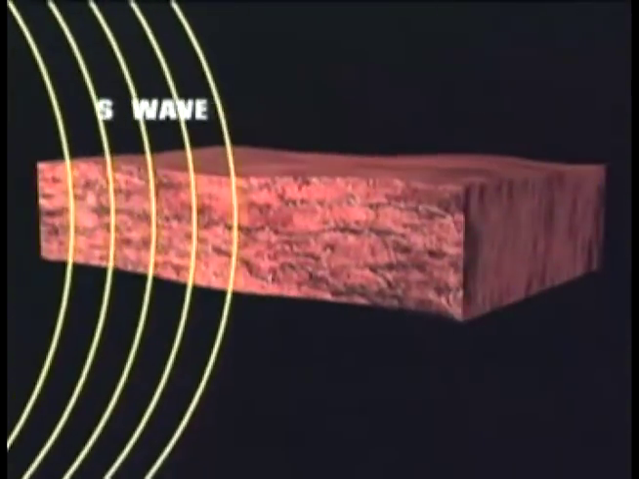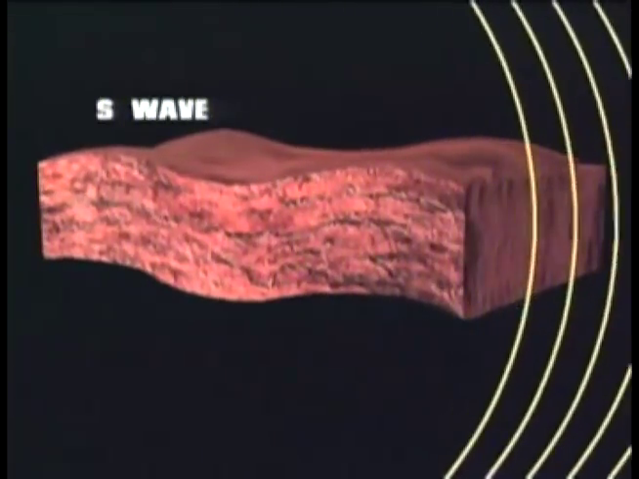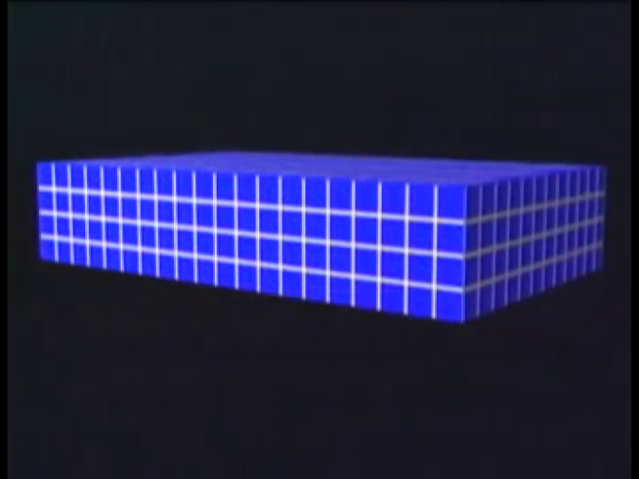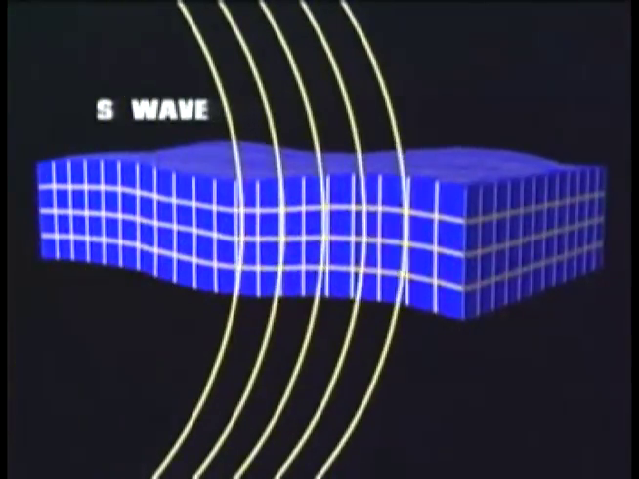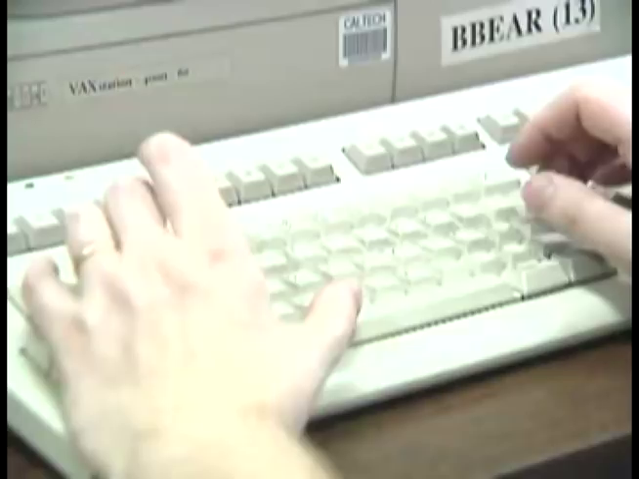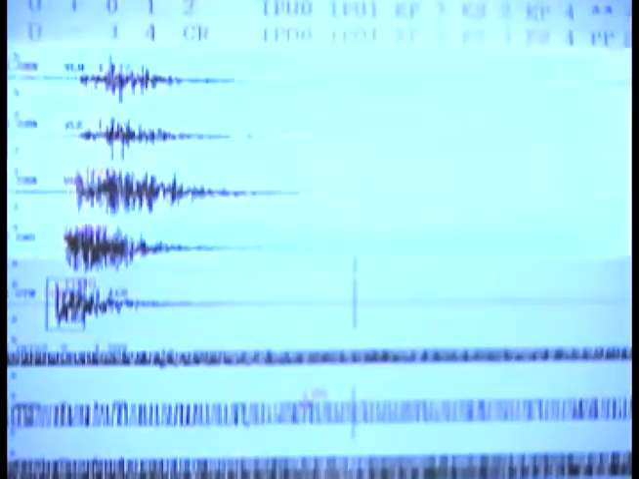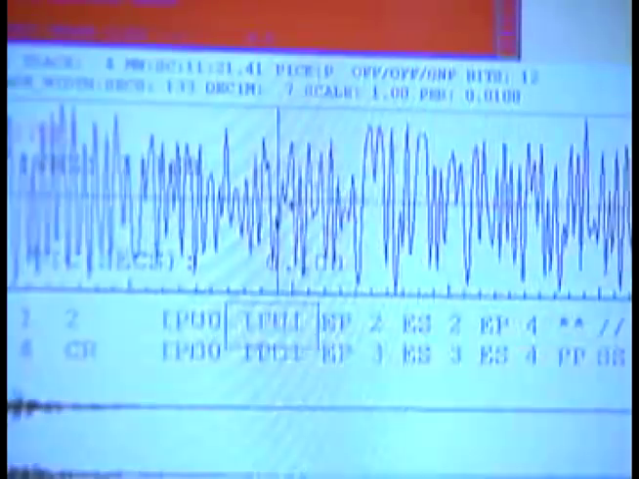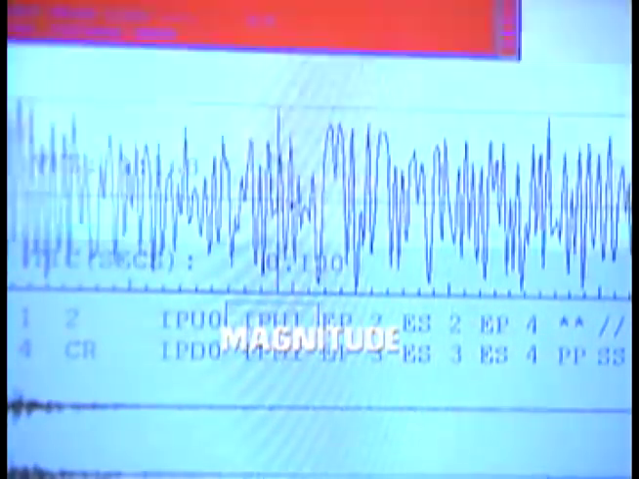The next waves that reach the surface are called S waves. S waves produce an up and down rolling motion in the Earth's surface. There are other types of waves as well, and a single large earthquake can produce all of them. By examining various wave patterns, scientists can determine the strength of an earthquake, which is referred to as its magnitude.